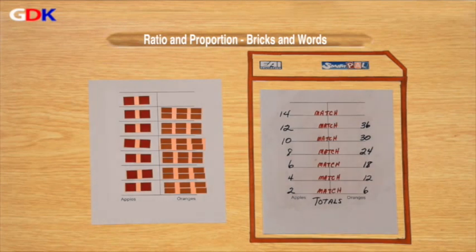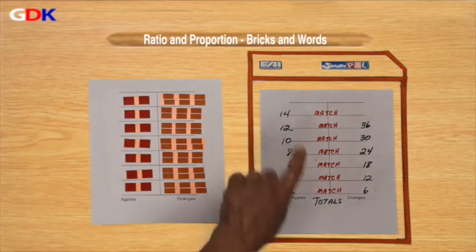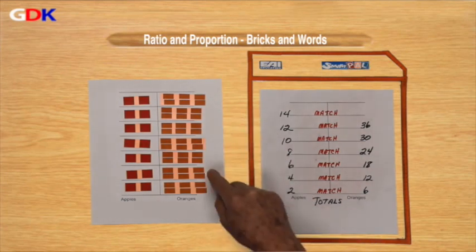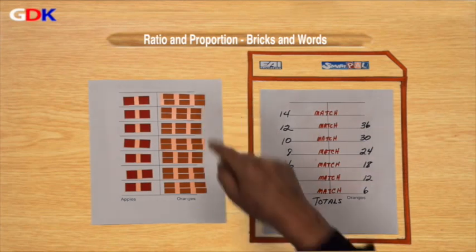And finally, I add in another set of 6 oranges to match my last set of 2 apples. Now I have all 14 apples as a total. And the question is, how many oranges do I have as a total? 6, 12, 18, 24, 30, 36, 42.